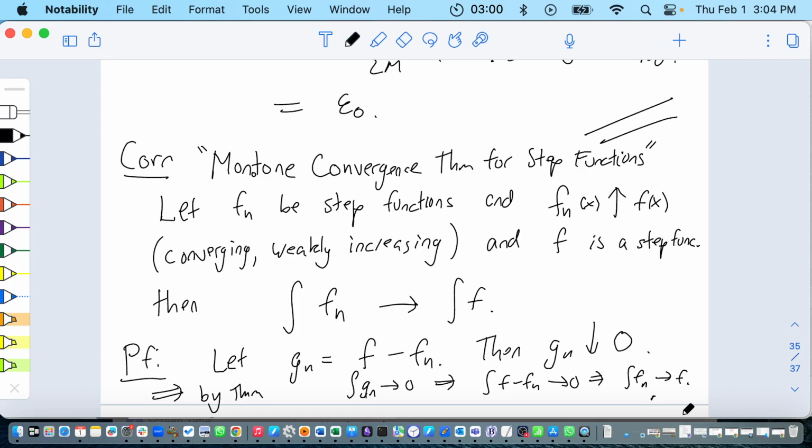Why am I telling you this theorem? This is like some obvious restatement of the theorem. Later in the course, we're going to have the monotone convergence theorem for any function. And the exact same statement will hold, but without the assumption that the limit is a step function. So it'll work for any function.